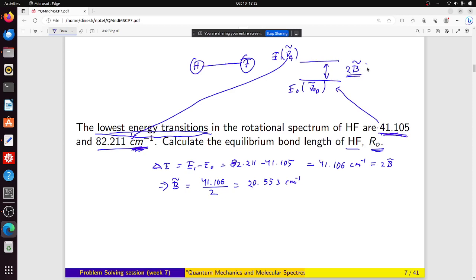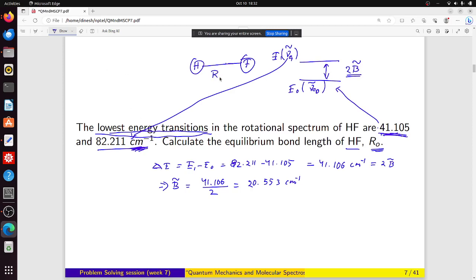Actually, this comes with j into j plus 1, I guess, or j plus 1, from the class you might remember. So initially we are considering j equal to 0, so this will give us 2 b tilde, meaning the difference is 2 b tilde, which we calculated from the previous question. Okay, so we have equated this energy difference to 2 b tilde, and from that we got b tilde.